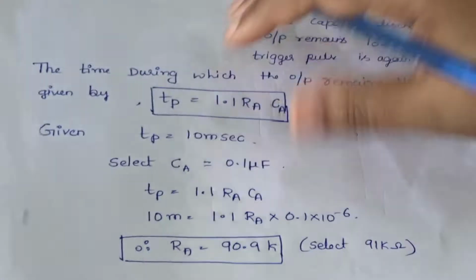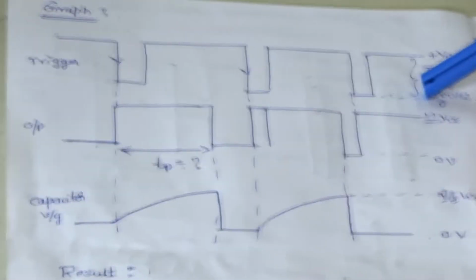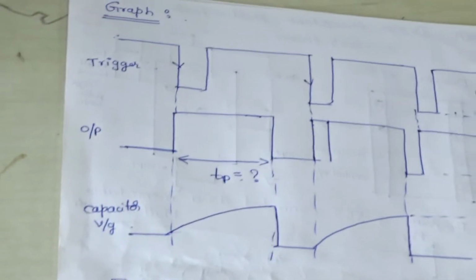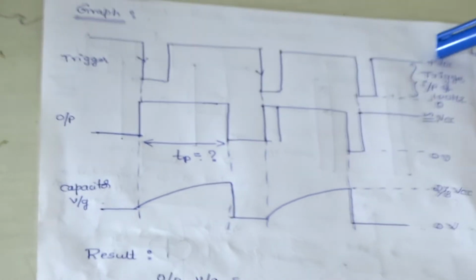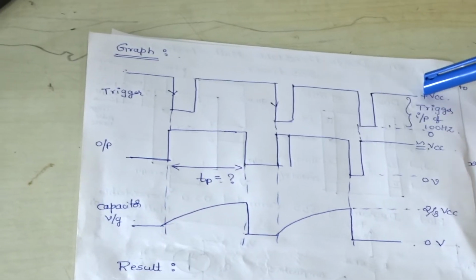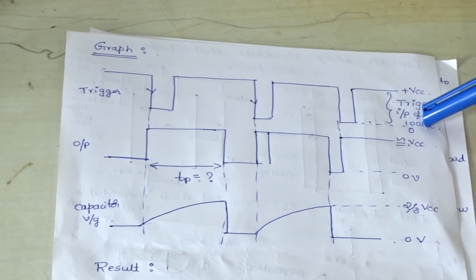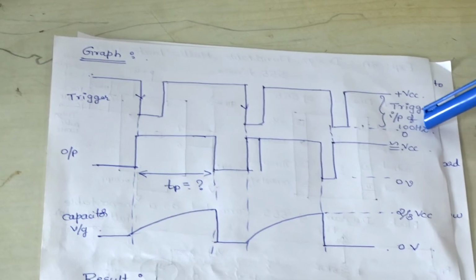Okay. And this is the output waveform we are going to obtain in the CRO. This is the external trigger we are applying. That will range from 0 to VCC. VCC is 5 volts, so it will range from 0 to 5 volt, and the frequency we need to give is a very low frequency, that is 100 Hertz.